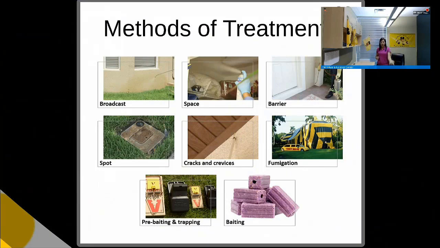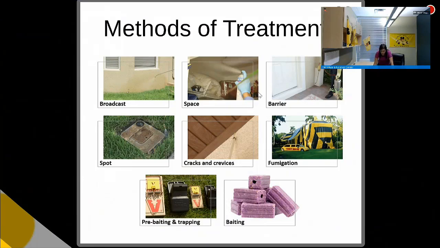So when we use the aerosol, thermonebulization, ULV application, ultra low volume application, okay? Nebulization, these are types of space treatment. Barrier. When do we do chemical barrier, guys? For subterranean termites. So, barrier treatment. For treatment of the external perimeter of the building, I'm doing a barrier treatment.